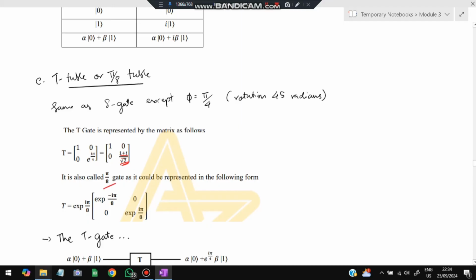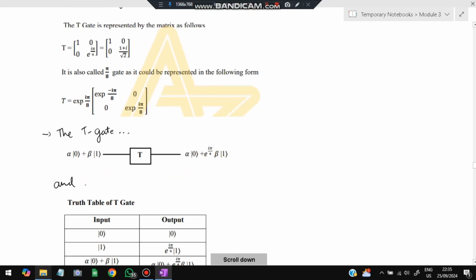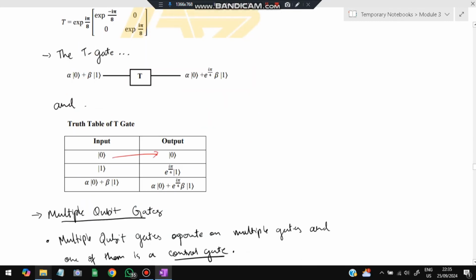It is also called the pi by 8 gate, and it can be represented in exponential form as well. The T gate circuit diagram: alpha 0 plus beta 1 passes through the T gate, and we obtain alpha 0 plus e power i pi by 4 beta 1. 0 will remain the same, but beta 1 will become e power i pi by 4 beta 1. The truth table is as follows: 0 remains 0, and 1 becomes e power i pi by 4 times 1. Okay, moving on to the multiple qubit gates.